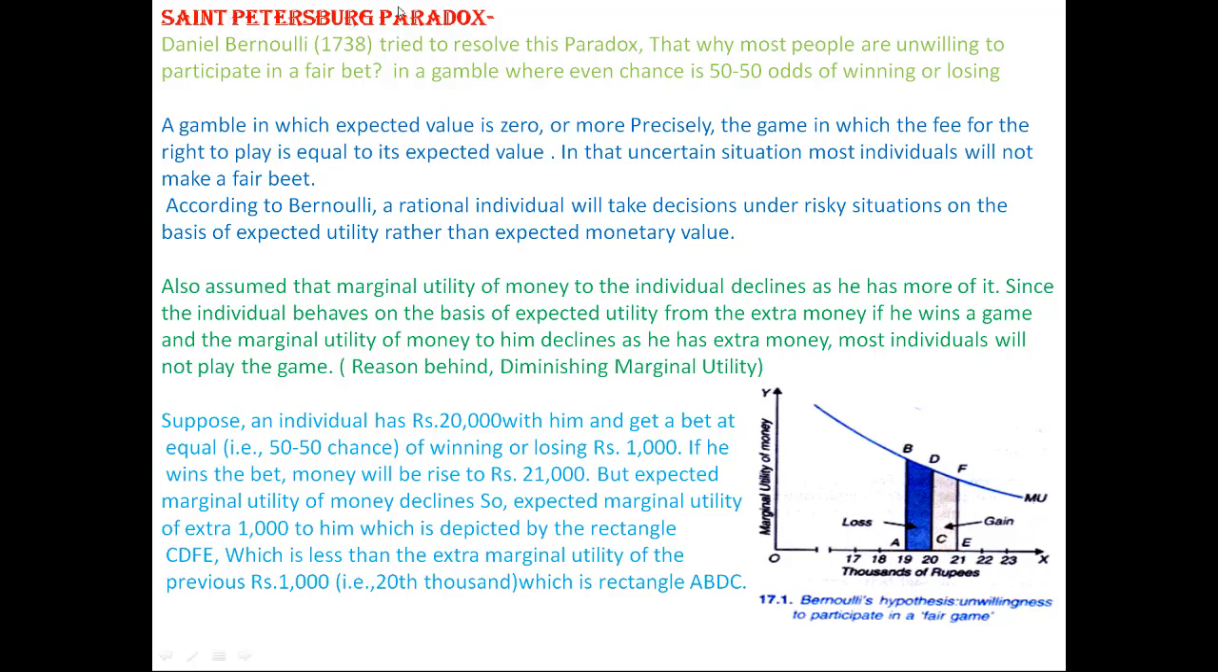Now, the Saint Petersburg paradox. This was published in 1738. It tried to solve the paradox of why most people are unwilling to participate in a fair bet, a gamble with 50-50 odds of winning or losing. This Saint Petersburg paradox was given in 1738.